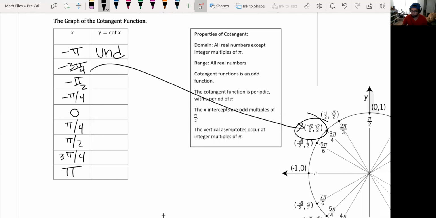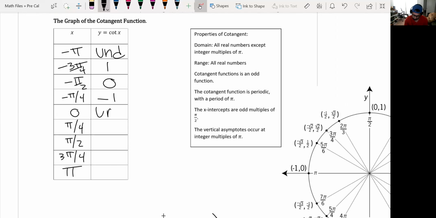Cotangent at negative 3 pi over 4. Since cotangent is odd, the cotangent of 3 pi over 4 is negative 1, but there's that negative weighting on the outside, so cotangent of negative 3 pi over 4 is 1. And then at pi over 2, you'll get 0, at pi over 4, you'll get negative 1. And then at 0, guess what you get? Undefined, and then repeat: 1, 0, negative 1, undefined.